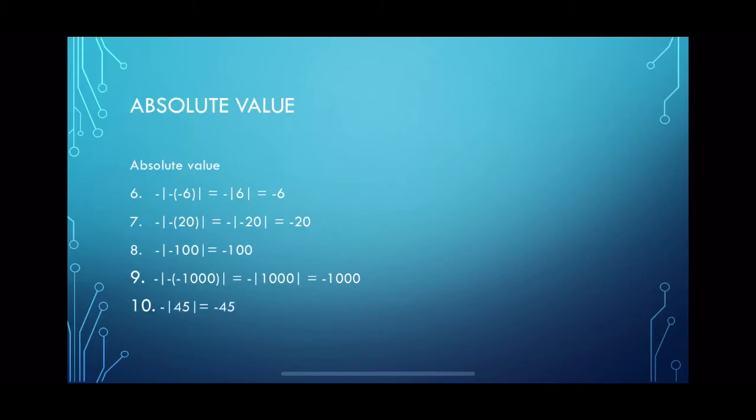Number 10, negative absolute value of 45 is equal to negative 45. As the absolute value of 45 is 45, and then we have the negative sign outside the absolute value sign, so it will become negative 45.